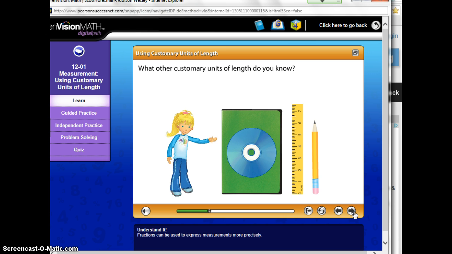What other customary units do we know of? So we know we use inches a lot. Especially in our country, we use customary units always. In other countries, they use metric units. We're not going to focus on those today. We'll save those for tomorrow. Today we're only focusing on customary units, like inches. What would be some other units that we might use if the objects we're measuring aren't the right size for inches?